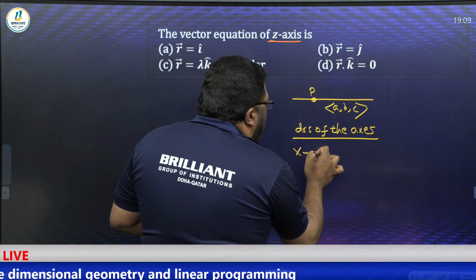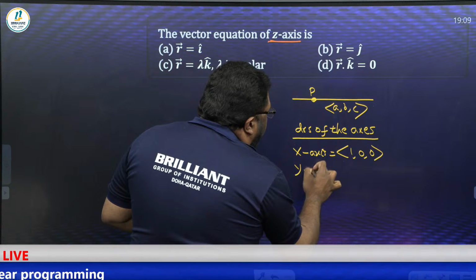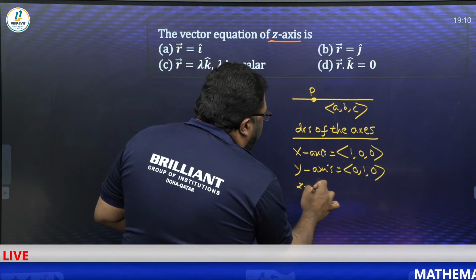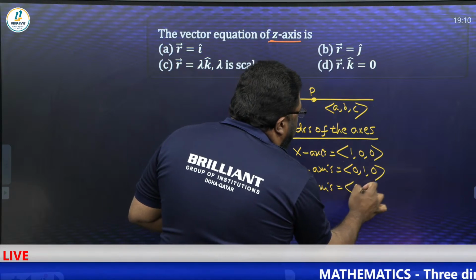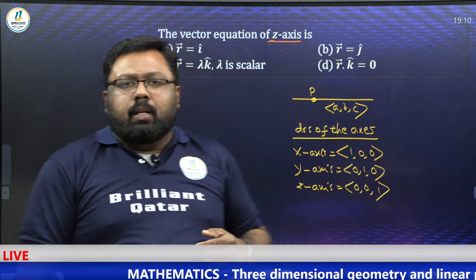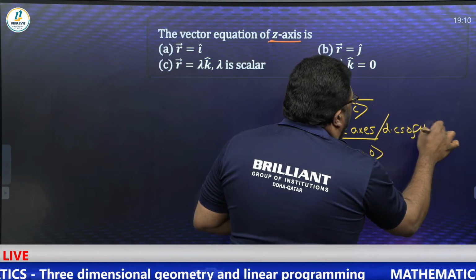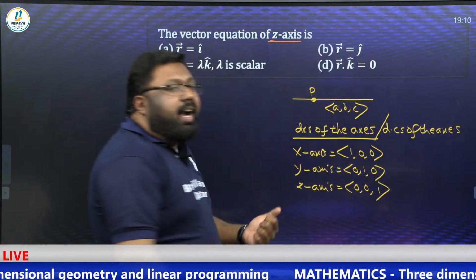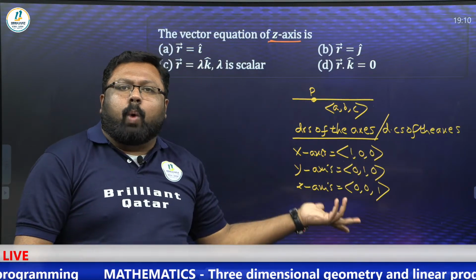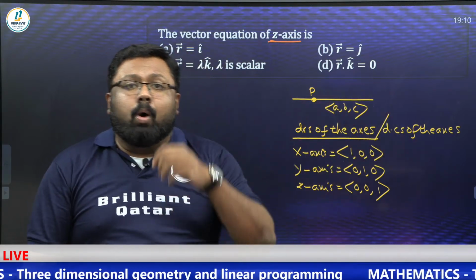For x-axis, the direction ratio is 1, 0, 0. For y-axis, the direction ratio is 0, 1, 0. For z-axis, the direction ratio is 0, 0, 1. Keep in mind, very simple. Same for direction cosines also, because the direction cosines are obtained by dividing with the magnitude. What's the magnitude of 1, 0, 0? It's 1 only, so dividing by 1 doesn't change anything. So the direction ratios of the axes and the direction cosines of the axes are the same.